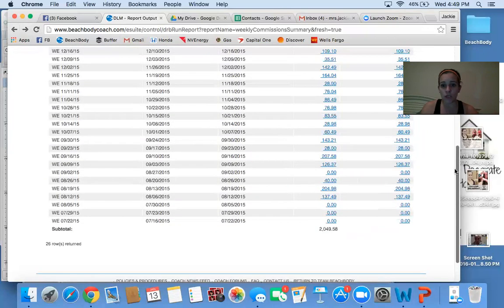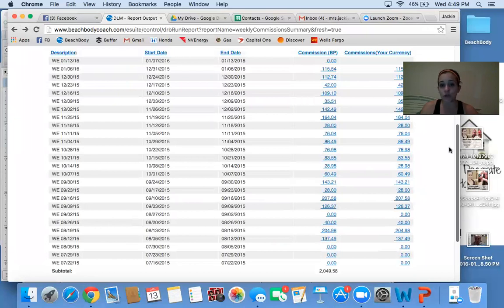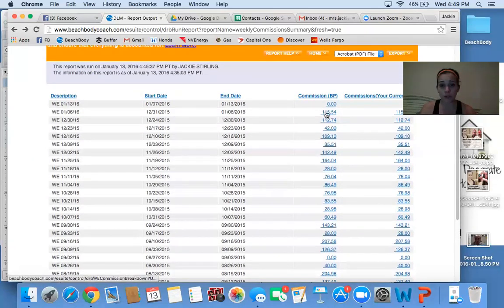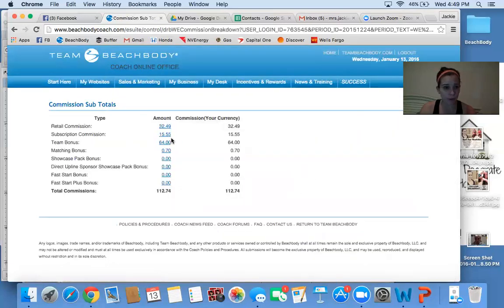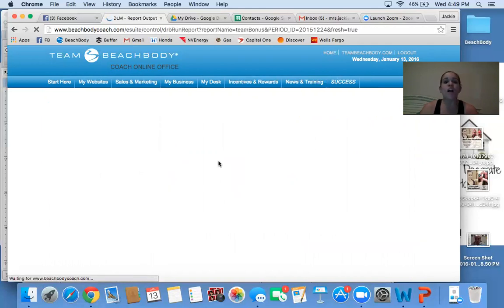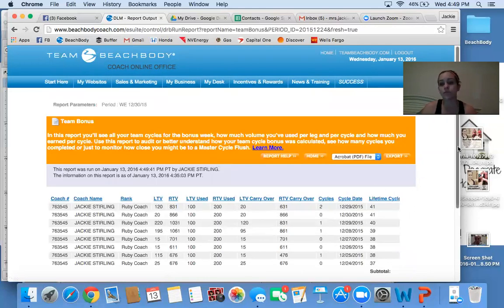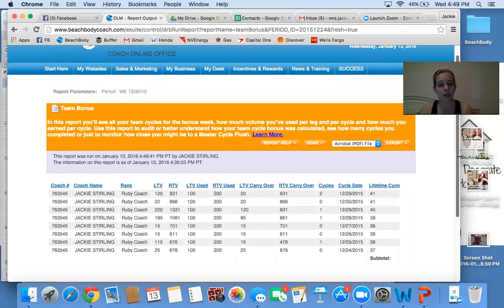So you can see that there's a lot of weeks in here where I had zero retail and I got all team bonus. This might be one of them. I honestly don't remember. Okay, maybe not. But you could see as a Ruby coach, I made $64 this week. My downline is not massive. I don't have a lot of coaches, but it starts to add up little by little.